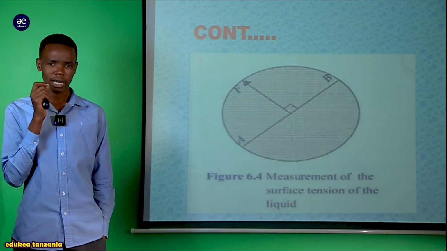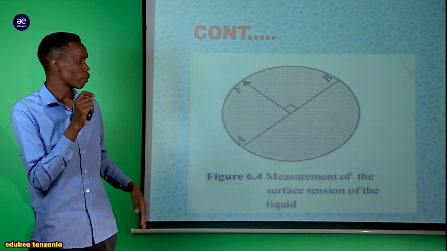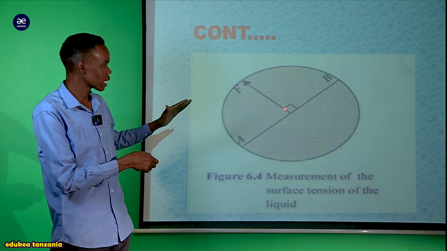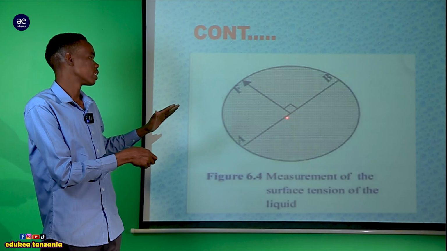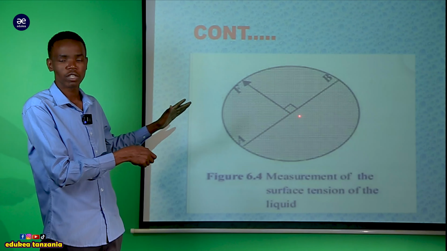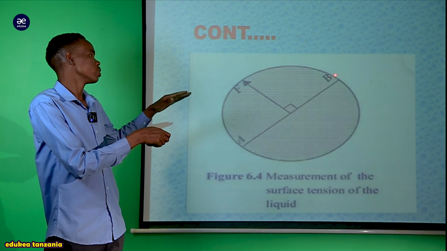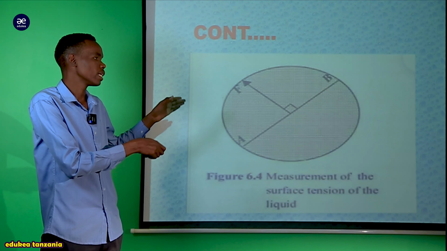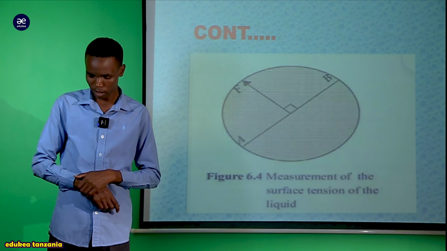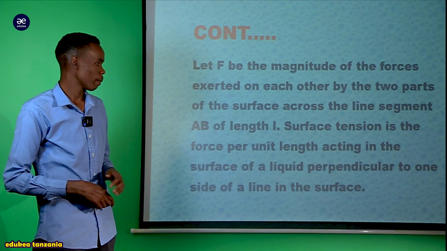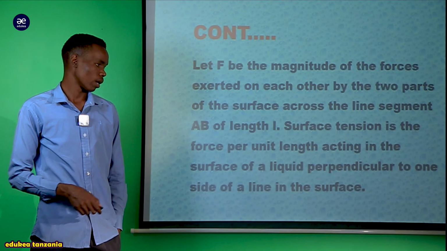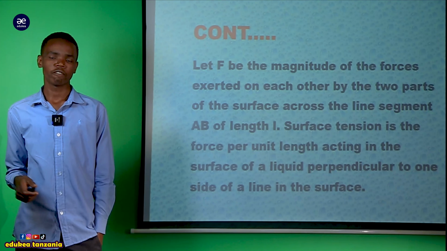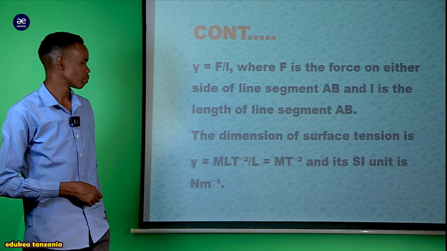Kwa ituweze kupata surface tension, tumeambiwa kwamba we should take the ratio of the force acting per unit length of the line AB that is separating the liquid. As we see here, my dear student, this here will be our definition. Kwa utadefine surface tension kwa kuchukua yule force divided by length, as we see here.